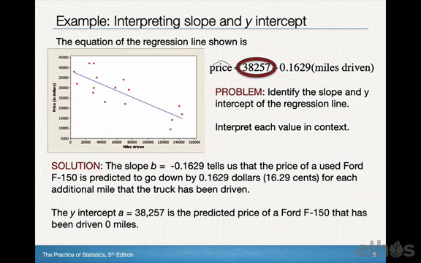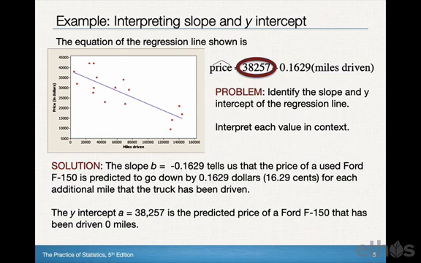Okay. The interpretation of the y-intercept is not asked very commonly, but sometimes. And I did discuss in the last video that sometimes the y-intercept doesn't make sense. But let's look at this case. The y-intercept A equals 38,257 is the predicted price of a Ford F-150 that has been driven 0 miles.